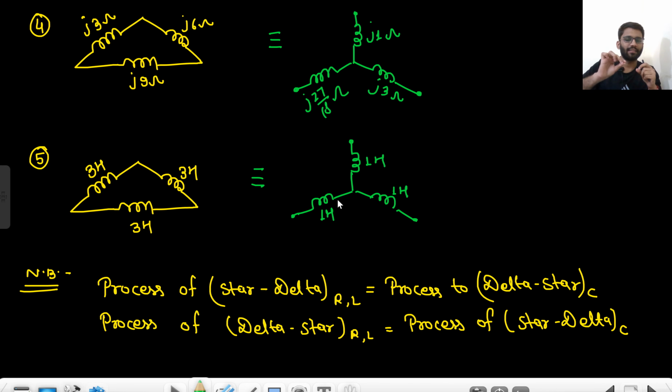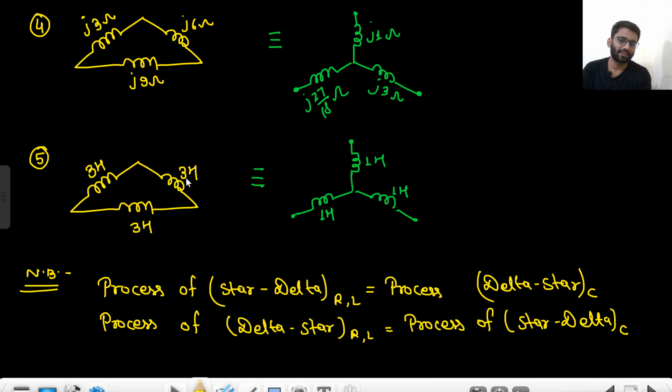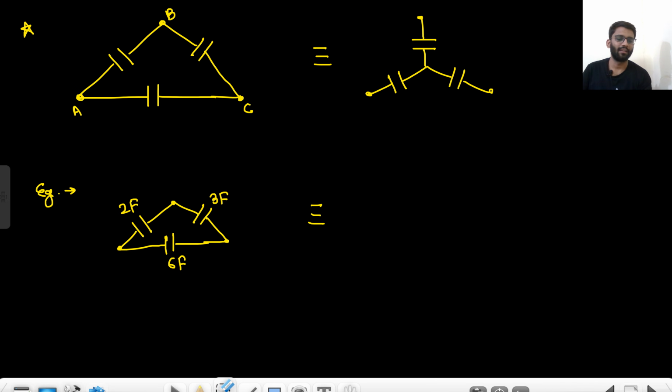Process of star to delta conversion for R and L is equal to the process of delta to star in case of capacitor. Right? This is what I am telling you. It is complete opposite. So now you can guess, if we are doing delta to star in case of capacitor, what will happen? It will be the same as the process of star to delta for RL. I hope you remember the process of star to delta for R and L.